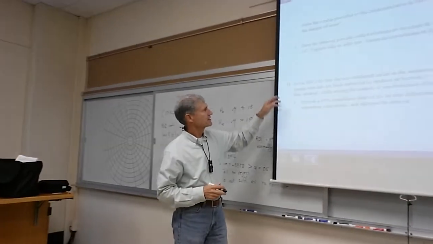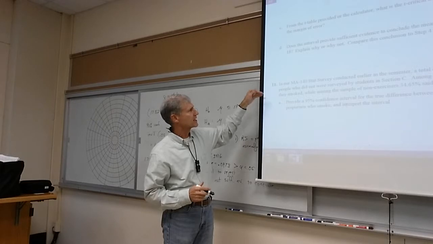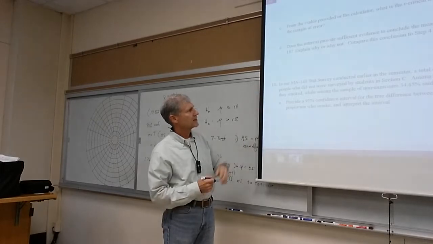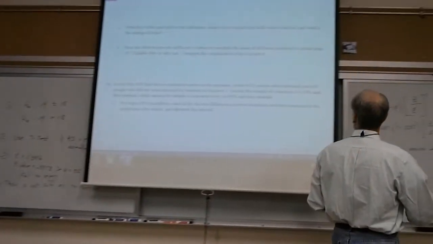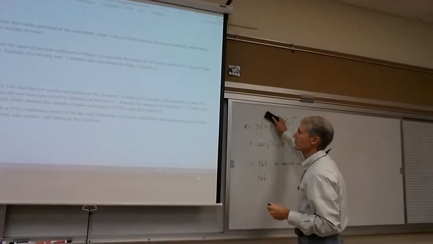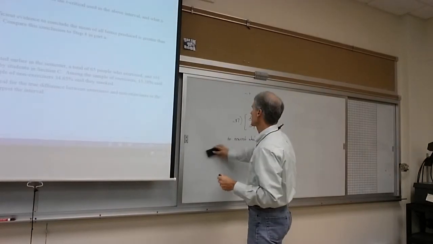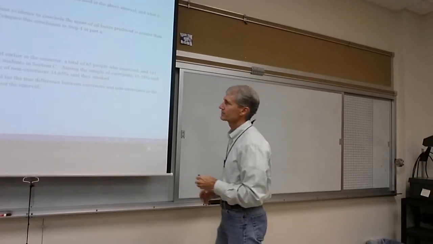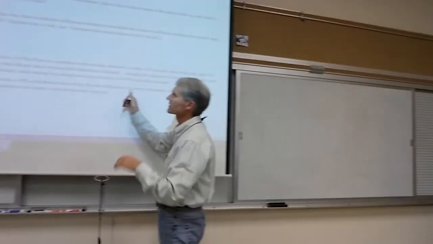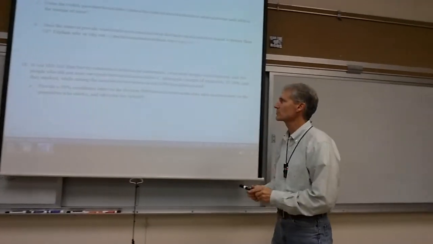Number 11 says, in our survey, a total of 65 people who exercised and 101 people who did not were surveyed by students in section C. Among the sample of exercisers, 15.38% said they smoked, while among the non-exercisers, 34.65% said they smoked. Provide a 95% confidence interval for the true difference.